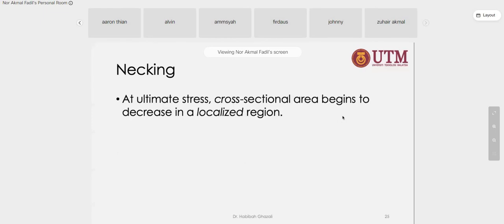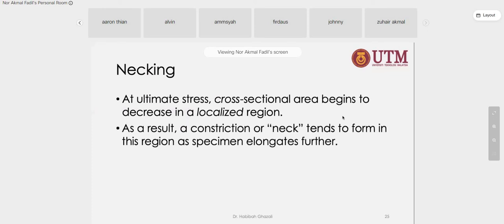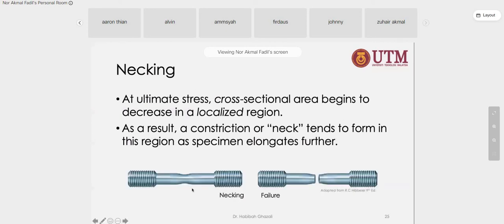And necking. After you reach the ultimate tensile stress, the cross-sectional area begins to decrease in a localized region, and you can see the neck, which is why it is called the necking process. The constriction of the neck tends to form in this region as the specimen elongates further. Like this, you can see a neck shape on this specimen. This is failure.